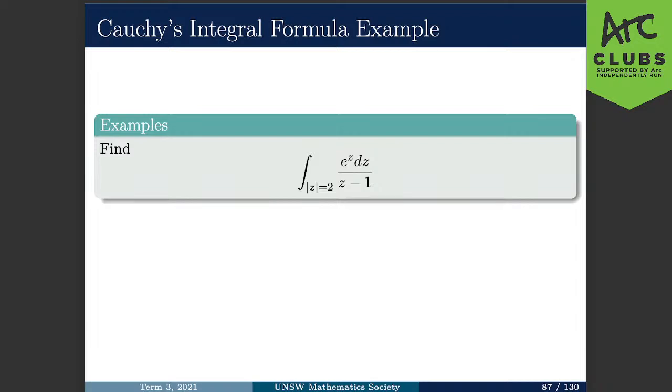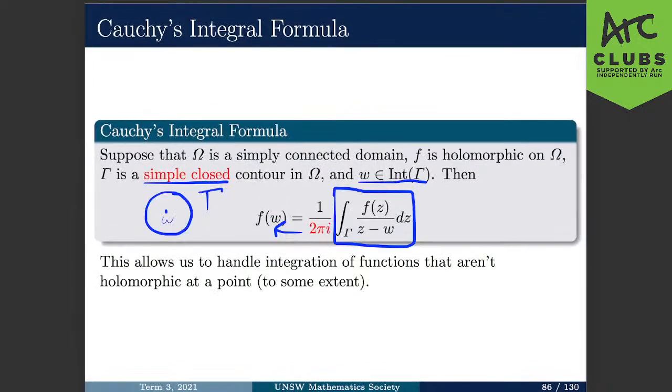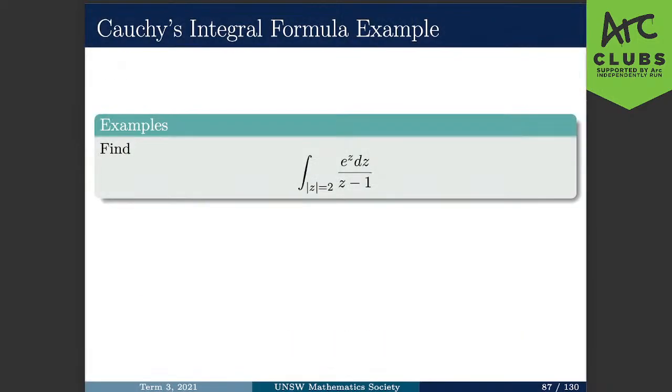So here we're trying to evaluate this integral. We want to make use of Cauchy's integral formula. First of all, we just need to make sure that this actually satisfies the conditions that we have here. First we need to make sure that the gamma here is a simple closed contour. In this case, we just have the circle with a radius of 2.